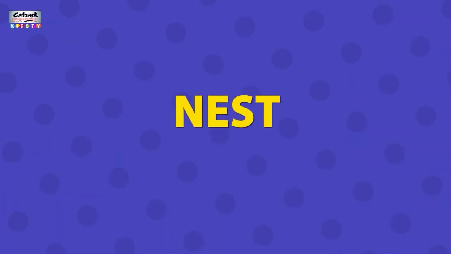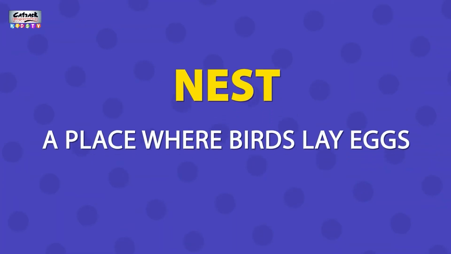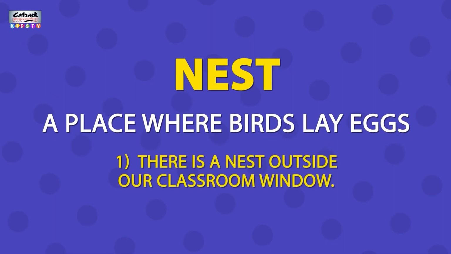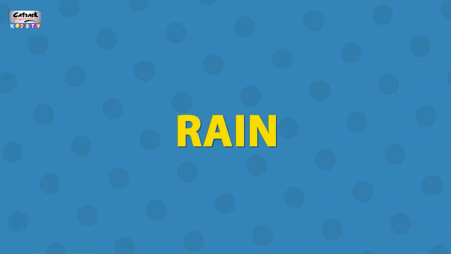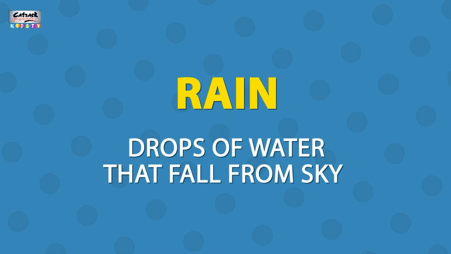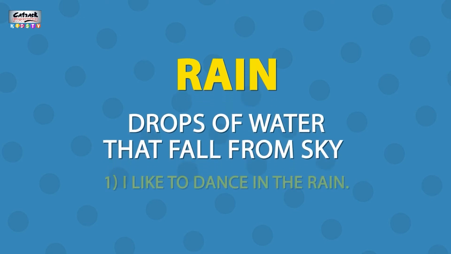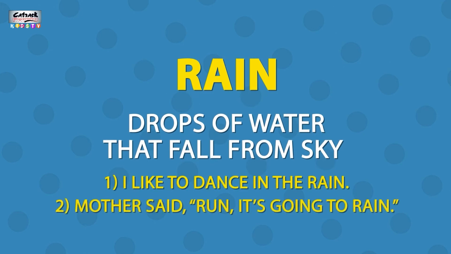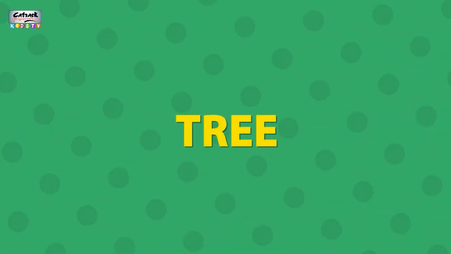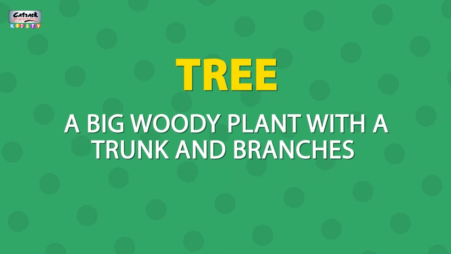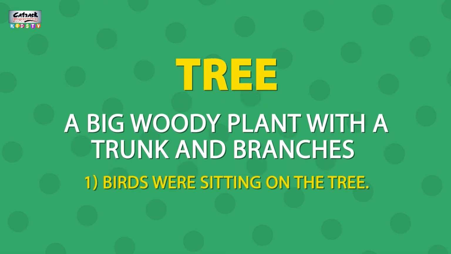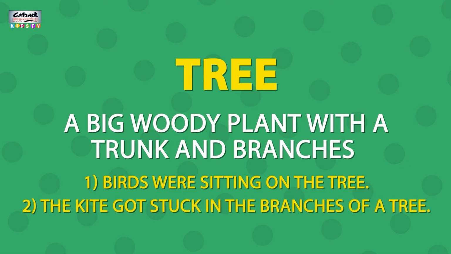Nest, a place where birds lay eggs. Number 1. There is a nest outside our classroom window. Number 2. The pigeon made its nest using dried leaves. Rain, drops of water that fall from the sky. Number 1. I like to dance in the rain. Number 2. Mother said, run, it's going to rain. Tree, a big woody plant with a trunk and branches. Number 1. Birds were sitting on the tree. Number 2. The kite got stuck in the branches of a tree.